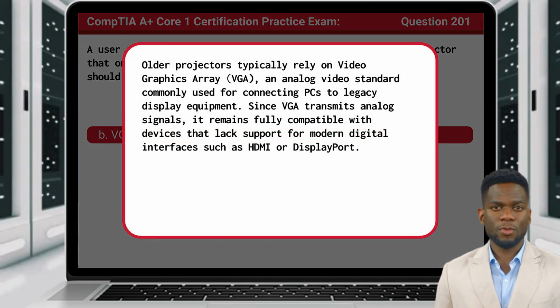Older projectors typically rely on Video Graphics Array, or VGA, an analog video standard commonly used for connecting PCs to legacy display equipment. Since VGA transmits analog signals, it remains fully compatible with devices that lack support for modern digital interfaces such as HDMI or DisplayPort.